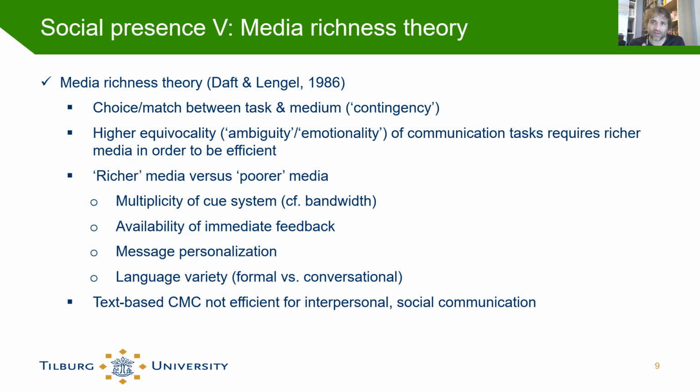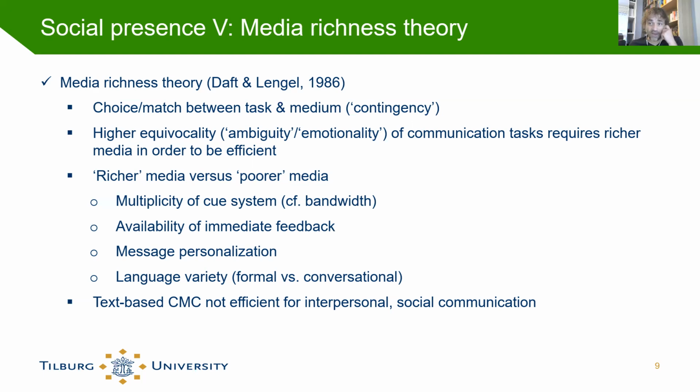And they are the first that relate the richness of communication technology to the function that communication technology affords. So basically they say, there is a match between task and medium. That's what's called contingency. So the usefulness of a communication medium is contingent, it depends upon the task. And basically that means they say, higher equivocality, which basically means communication that is more difficult. Think emotional communication, think negotiations, think job interviews. So the more difficult communication is, the more rich the communication medium needs to be in order to be able to communicate efficiently.